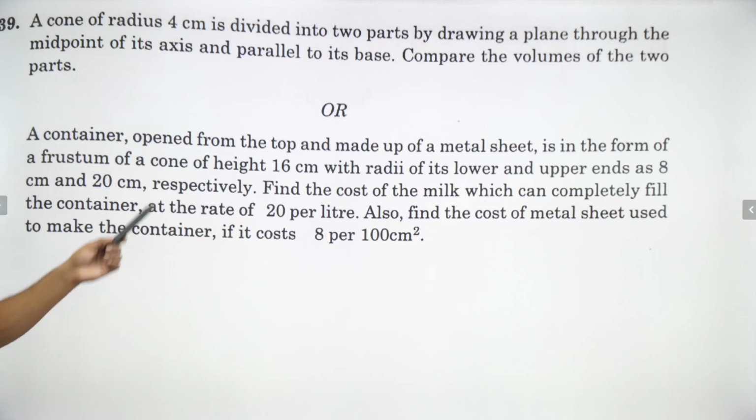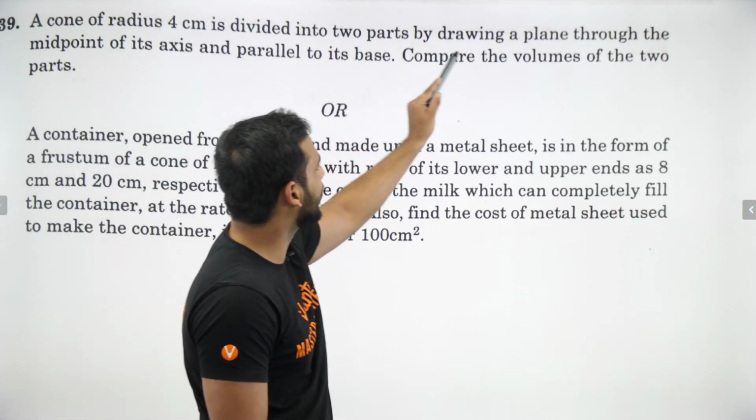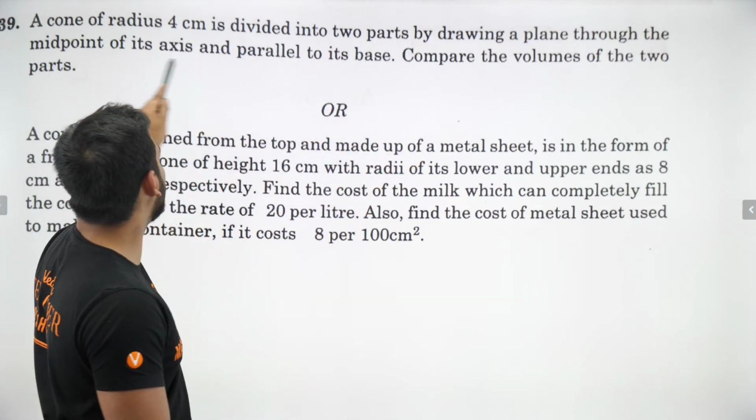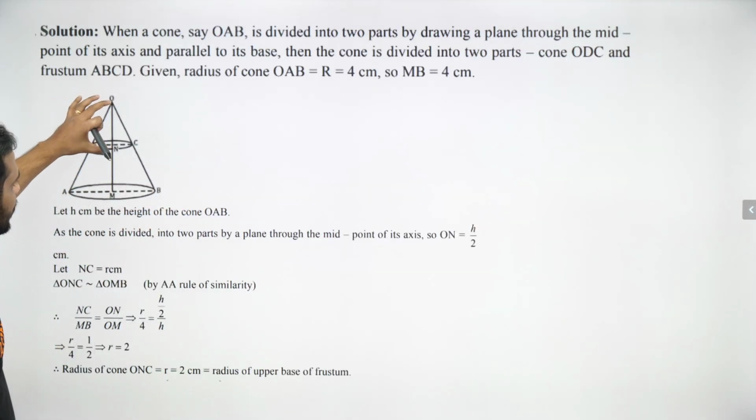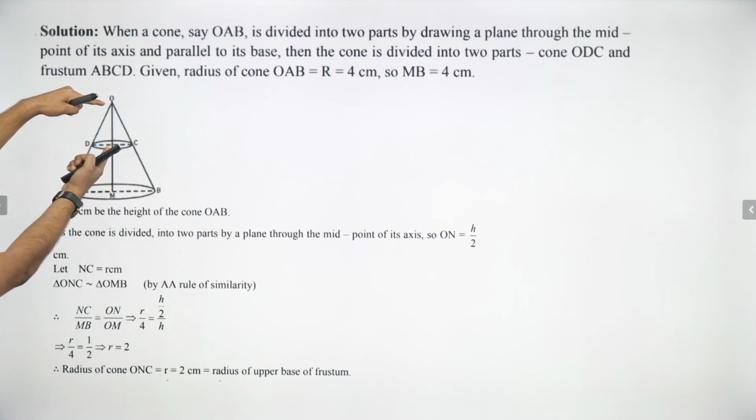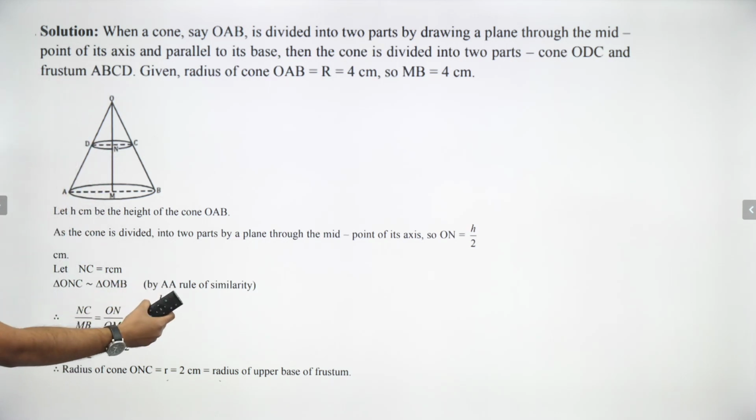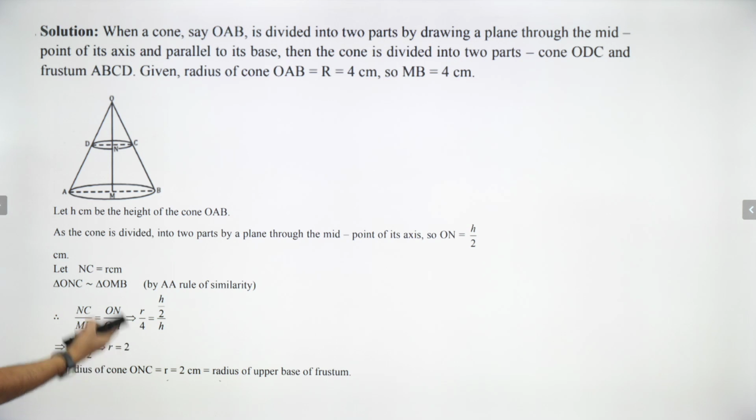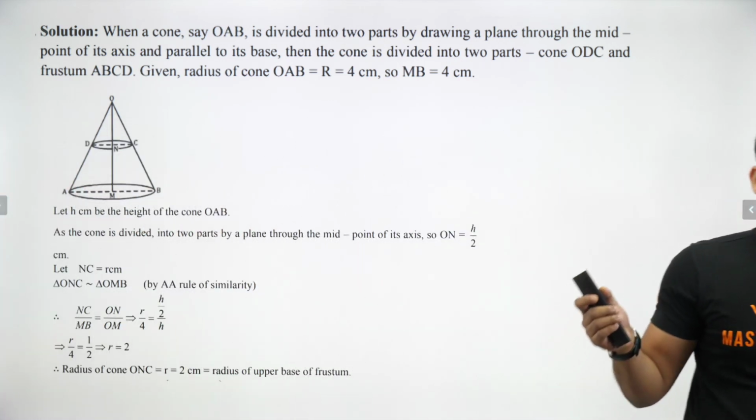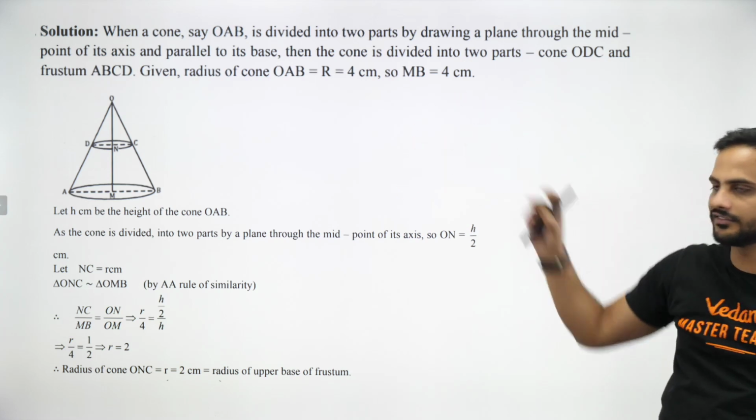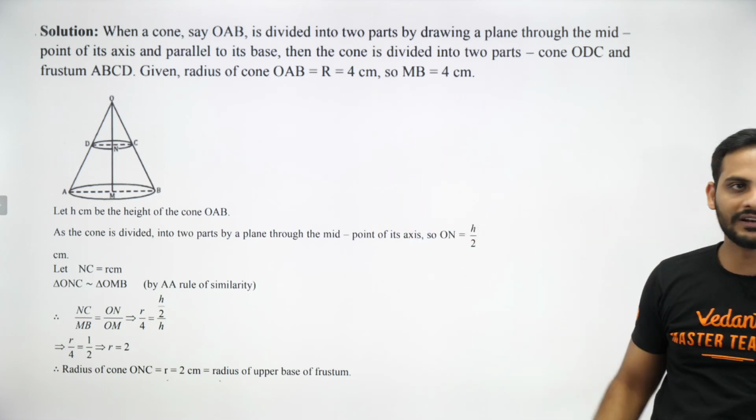Why h by 2? Because it is stated here that it is divided into two parts by drawing a plane through the midpoint of the axis. So it is going through the midpoint of this axis. If the total height is h, this height is going to be h by 2. So from here you have got the ratio: the small radius will be 1 by 2, and the heights are in the ratio, the upper one h by 2, the lower one small h. So the frustum's height also will be h by 2 only.